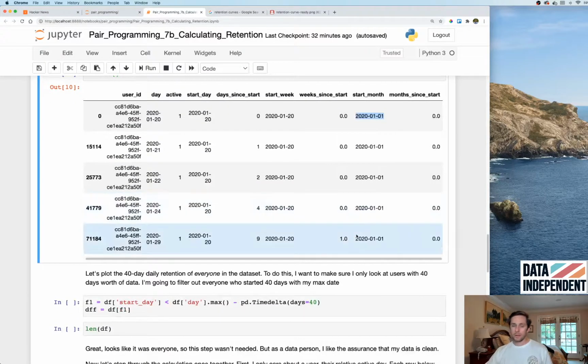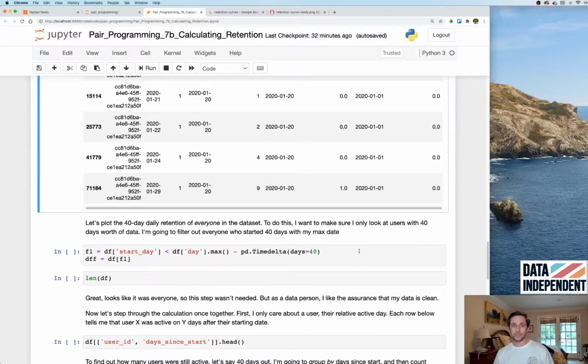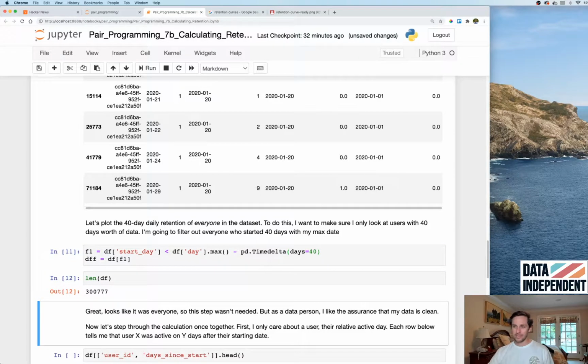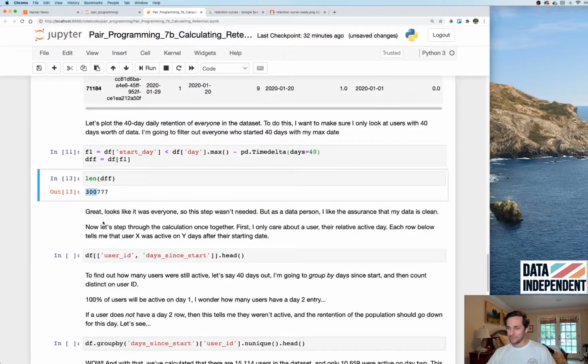Cool. Because I want to look at 40-day retention here, I want to make sure that everybody I look at has at least 40 days worth of data. I'm just doing some quick filtering right here, and it turns out it's the same either way. When I built this data set, I made sure that everybody had enough data. So this is just a precautionary step. You can almost skip over that part.